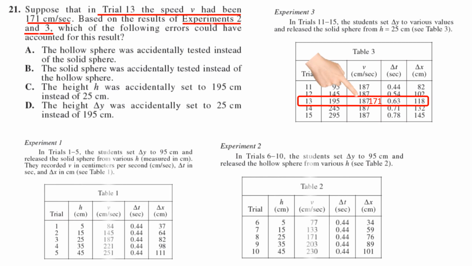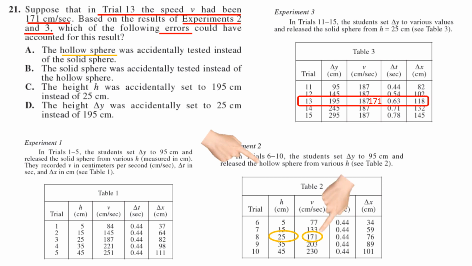So we're looking at experiments 2 and 3 also. There we go. So let's just break them down one at a time. The hollow sphere was accidentally tested. So we tested the solid sphere. The hollow sphere is experiment 2. And we see in experiment 2 that we do get the result of 171 from a height of 25, which would totally make sense. That's probably the answer.